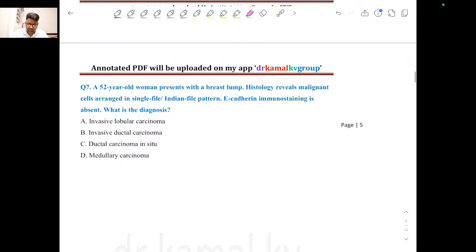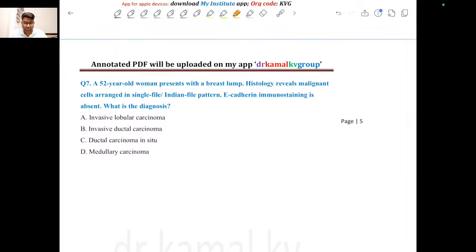Anyway, moving forward, a 52-year-old woman presents with a breast lump. Histology reveals malignant cells arranged in a single file or Indian file pattern. Then E-cadherin immunostaining is absent. Now, what is the diagnosis?